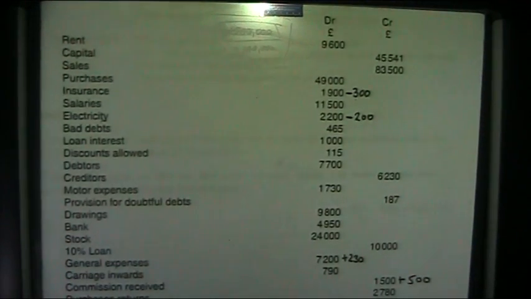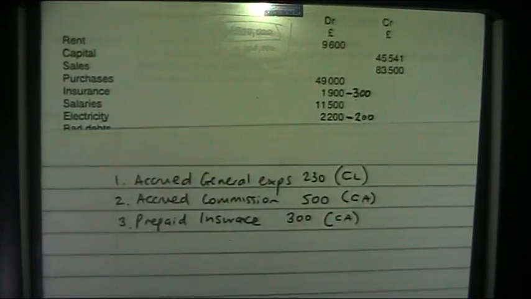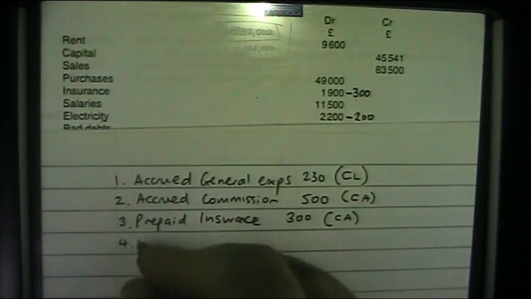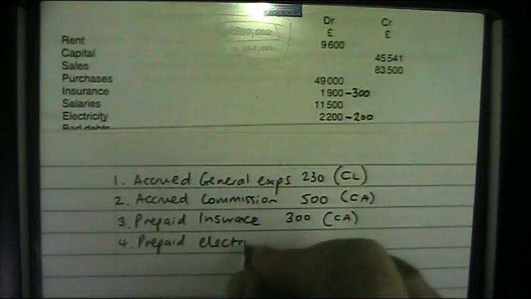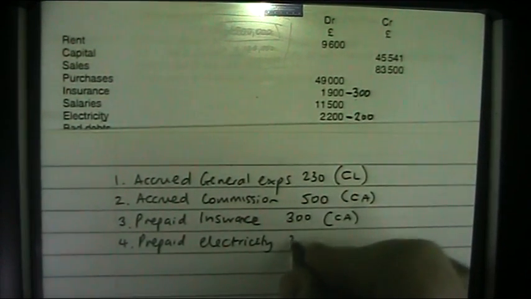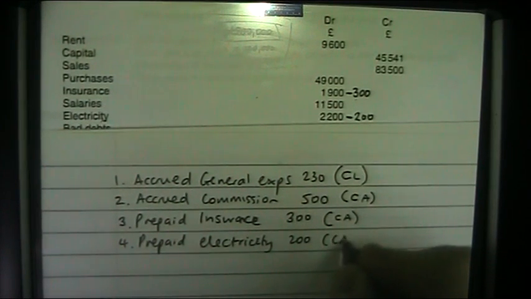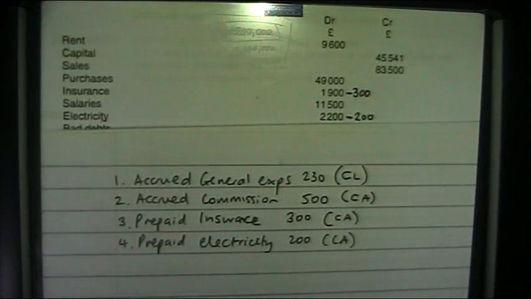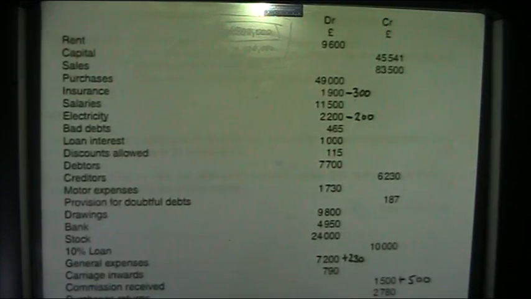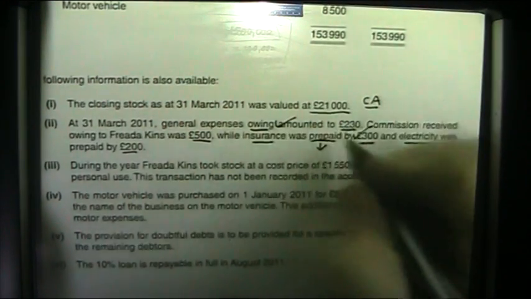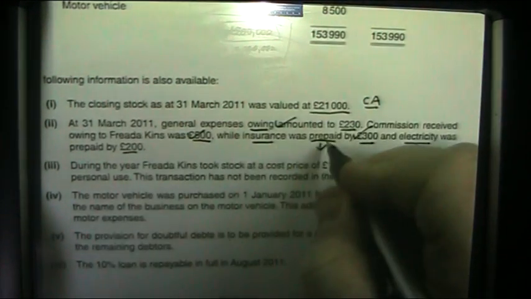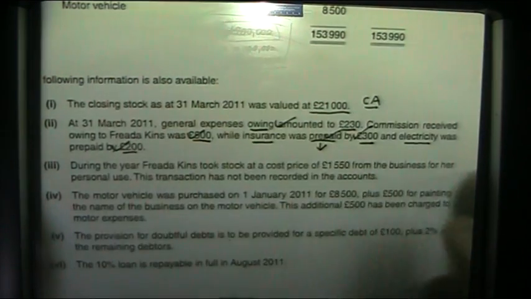Just like that. Okay, so I've taken my insurance down, my electricity down, and now what I'm going to do is add that to my list of adjustments in the balance sheet, and I'm going to call it prepaid electricity for £200. And again, I've prepaid it, so that's a good thing, so it's a current asset. Alright, I'm going to put it on my list of adjustments. Okay, so if I go back down again, I've done my accrual for that one, I've done this one, I've done my insurance, and I've done my electricity. So I've done all those adjustments now, okay?